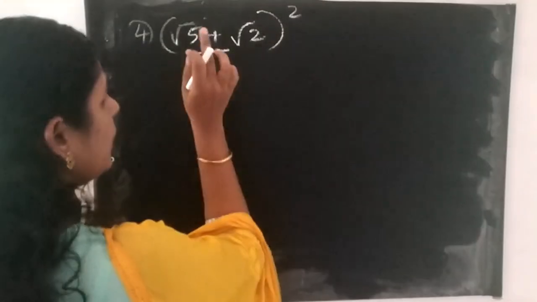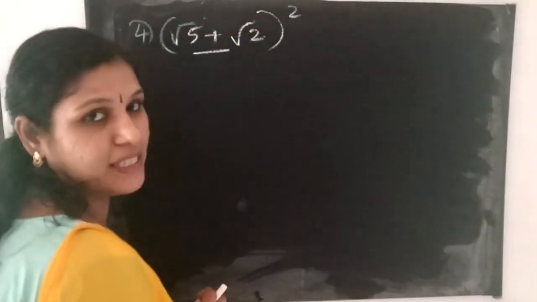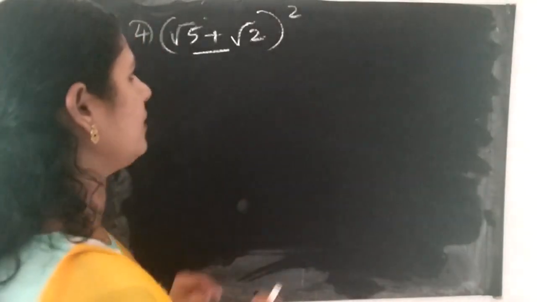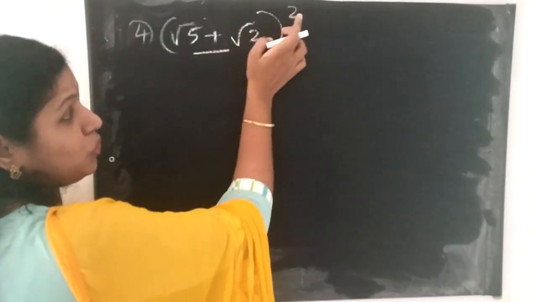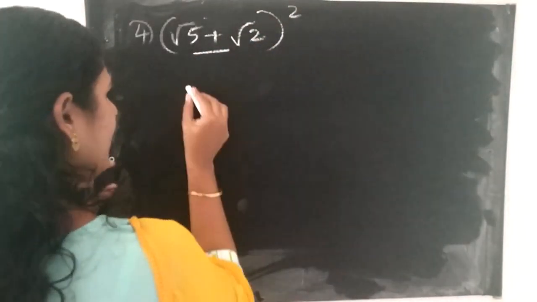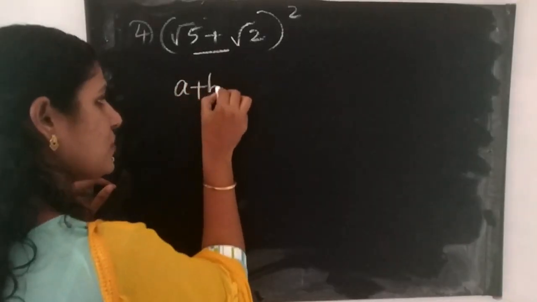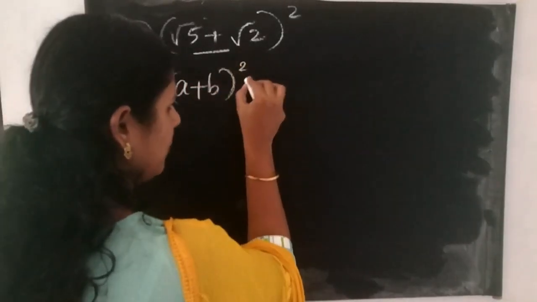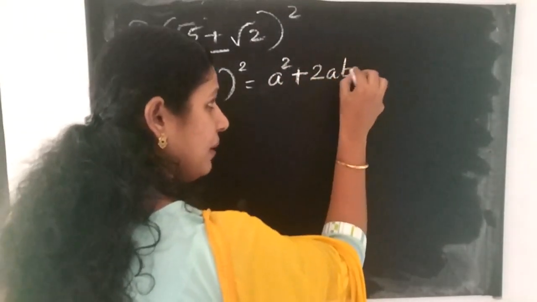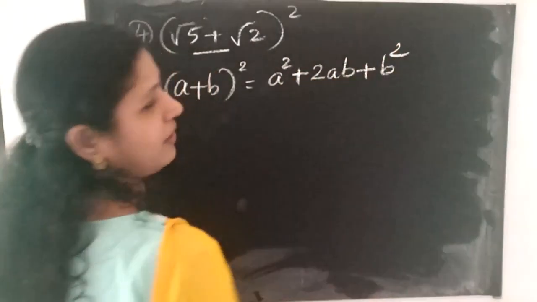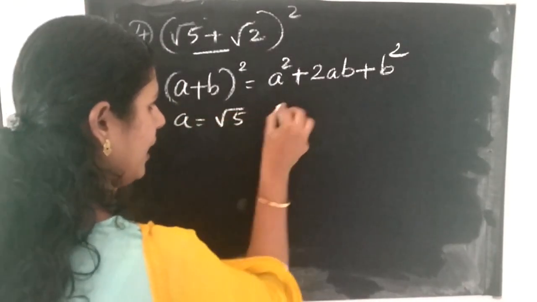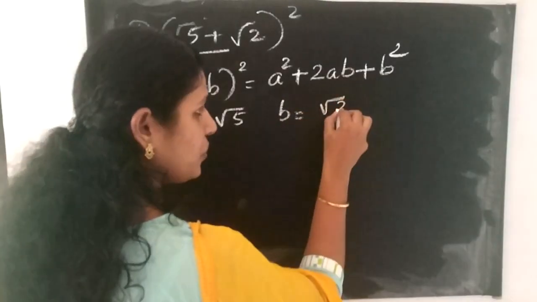Next, question number 4. Root 5 plus root 2 whole square. See children, which identity can we use from here? This is a plus b whole square. What is a plus b whole square? A plus b whole square is a square plus 2ab plus b square. Okay. Here a is root 5 and b is root 2.